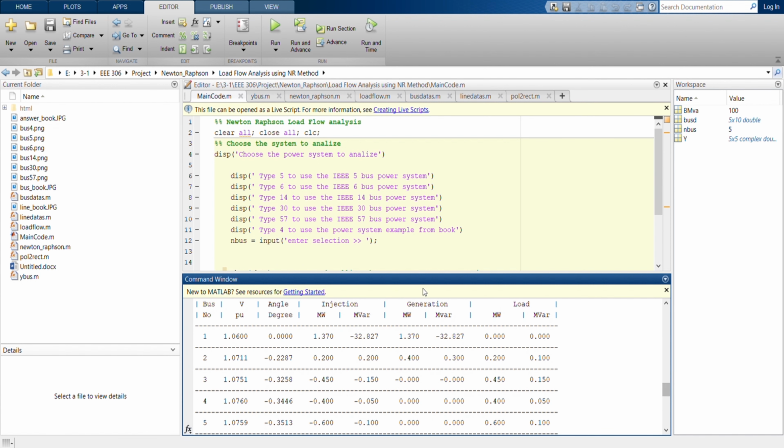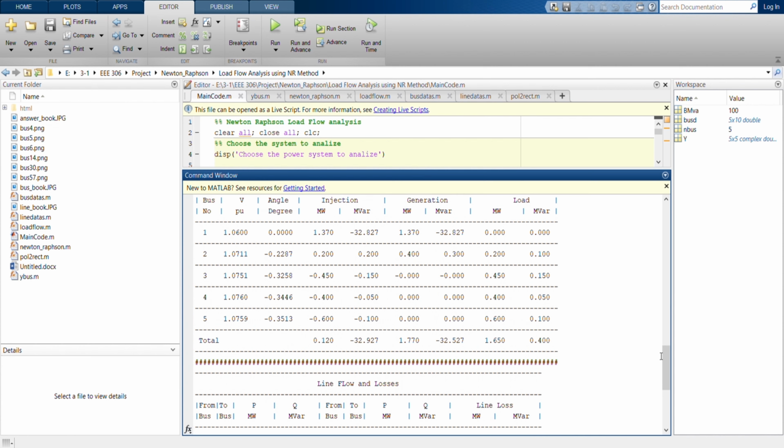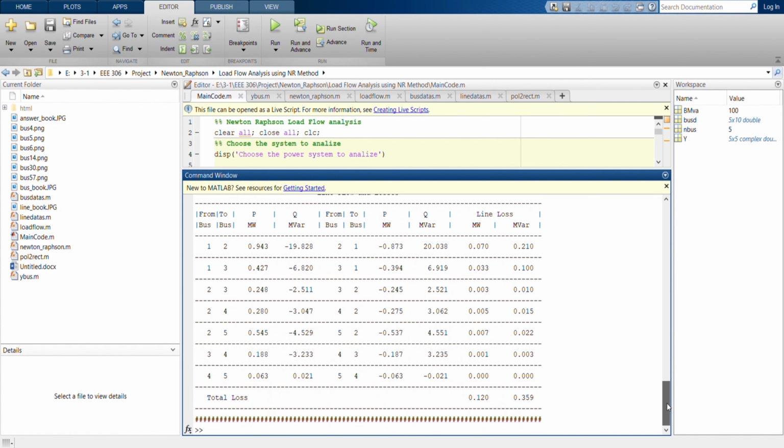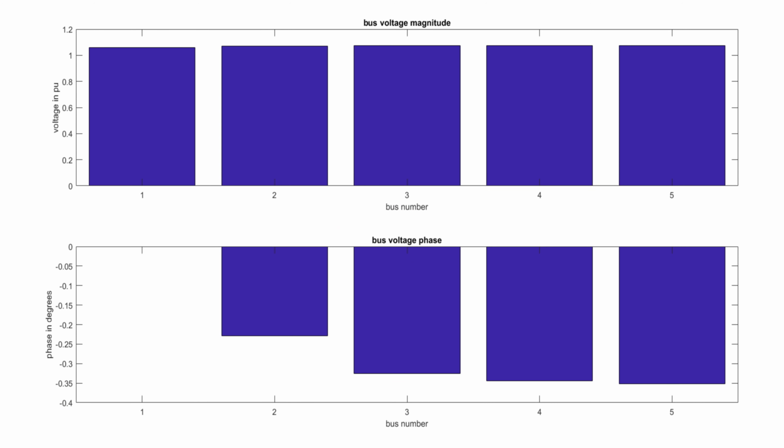We can see for a 5 bus system, voltage, magnitude, and angle, injected real and reactive power for both generation and load sides, line flow from one bus to another, and line loss can be seen here. This is the graphical representation of the voltage magnitude and angle for each bus of a 5 bus system.